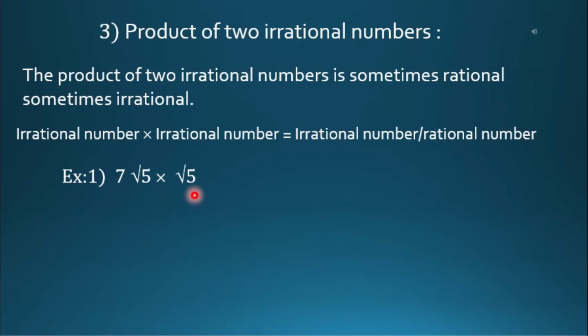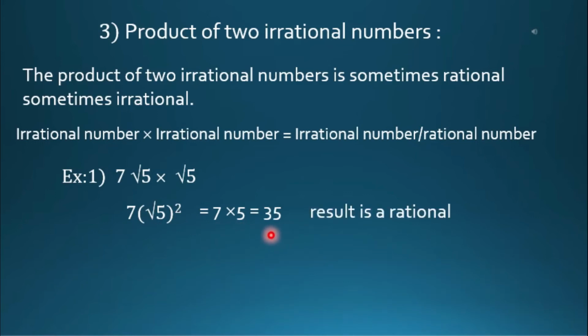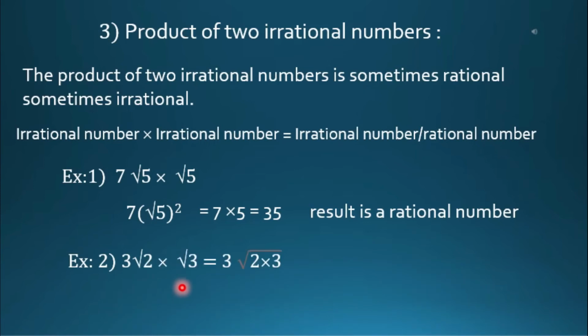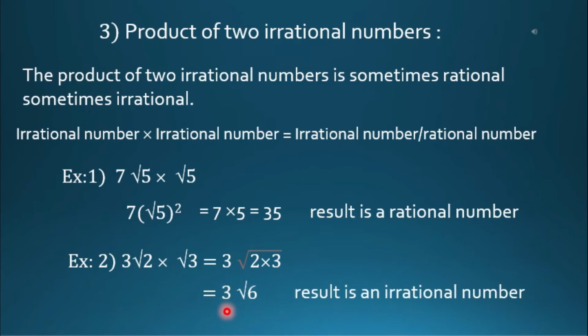Here, 7 square root of 5 into square root of 5 is equal to 7 into square root of 5 squared. Square root of 5 squared is 5. Therefore, 7 into 5 is 35. The result is a rational number. Another example. 3 into square root of 2 into square root of 3 is equal to 3 into square root of 2 into 3, which is equal to 3 square root of 6. The result is an irrational number.